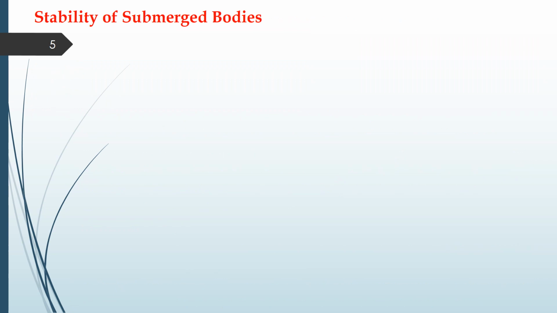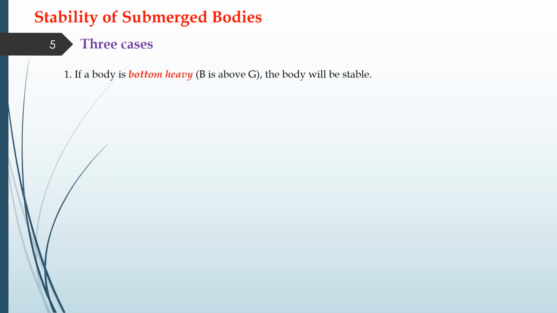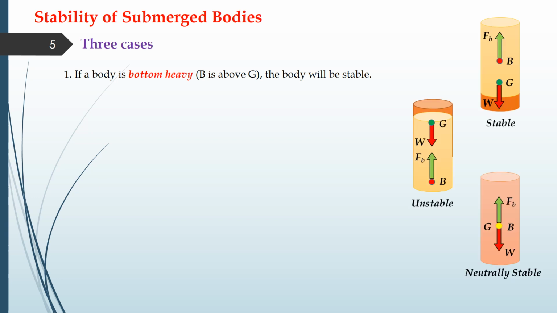So now, coming towards the stability of submerged bodies. For submerged bodies, we have three cases. The first case is where the body will be bottom heavy. By bottom heavy, I mean that the weight at the lower part will be more in comparison to the upper part, which means it is not a uniform density body. The density at the lower part is more.